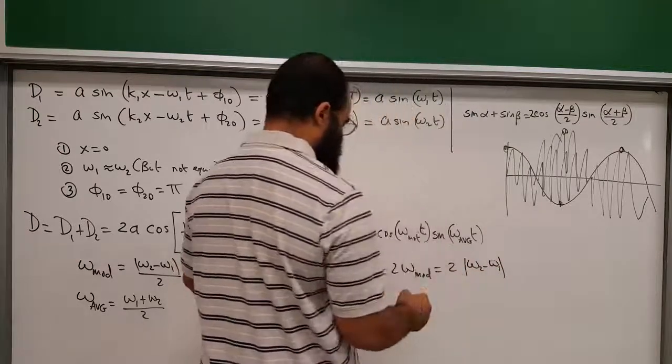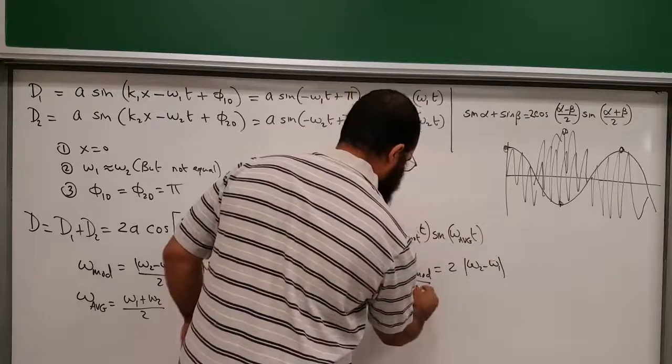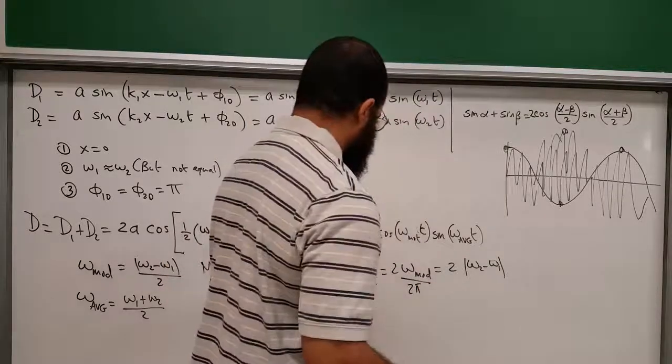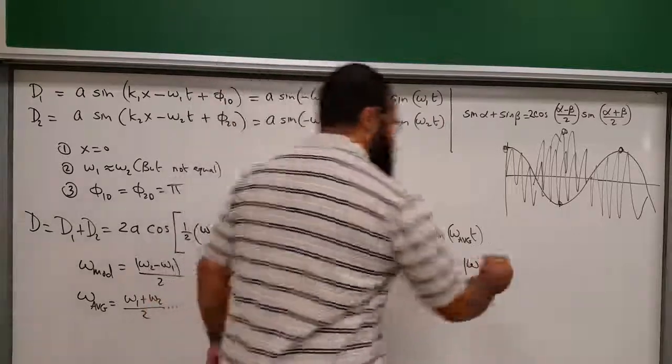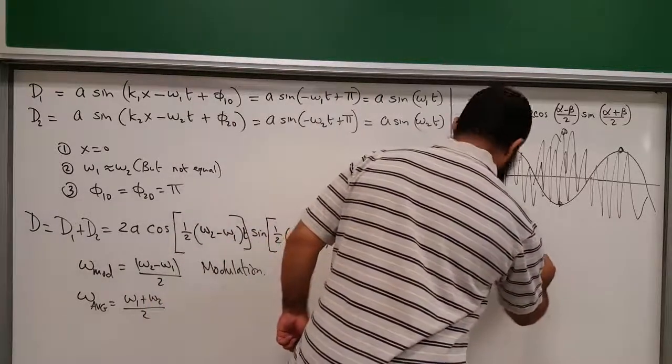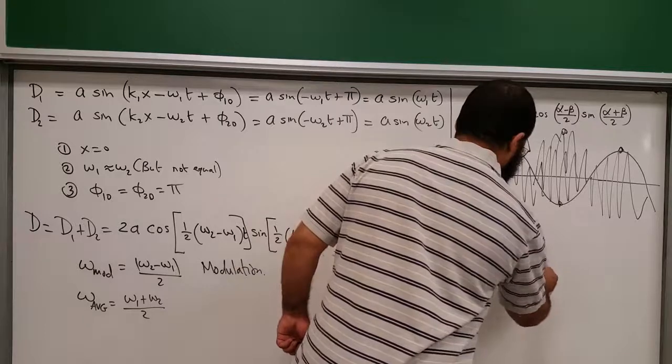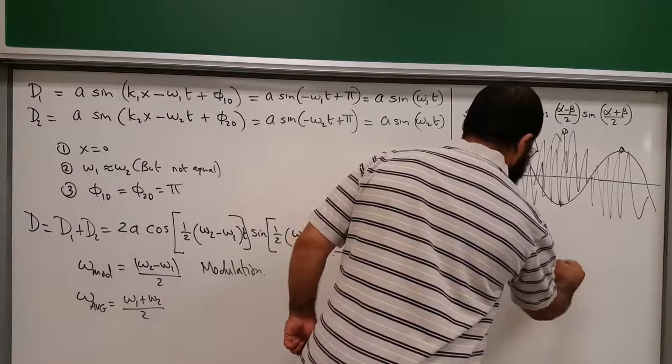And remember, because omega is 2 pi times f, f will be omega divided by 2 pi. So the beat frequency will just be frequency 2 minus frequency 1.